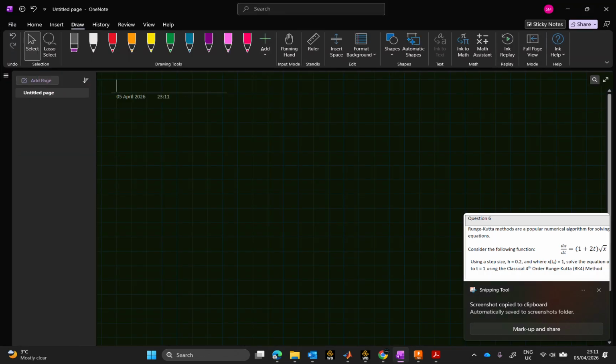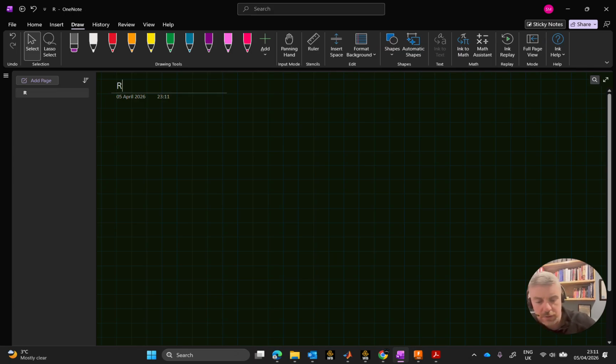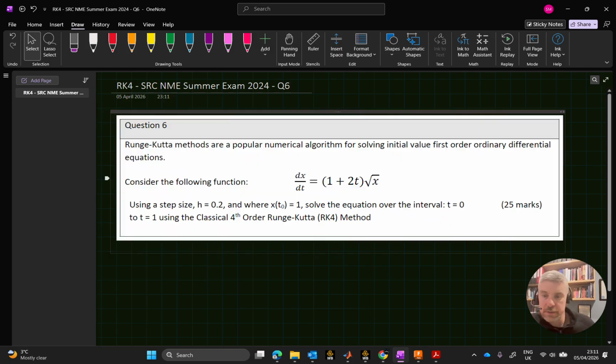Let's add a page in here, and let's just call this RK4. This comes from SRC summer exam, SRC. Let's put Numerical Methods for Engineers summer exam 2024 Q6, and let's paste that into there.